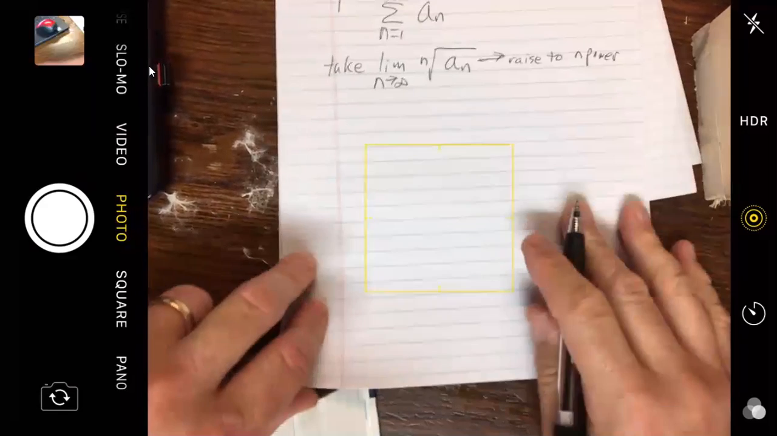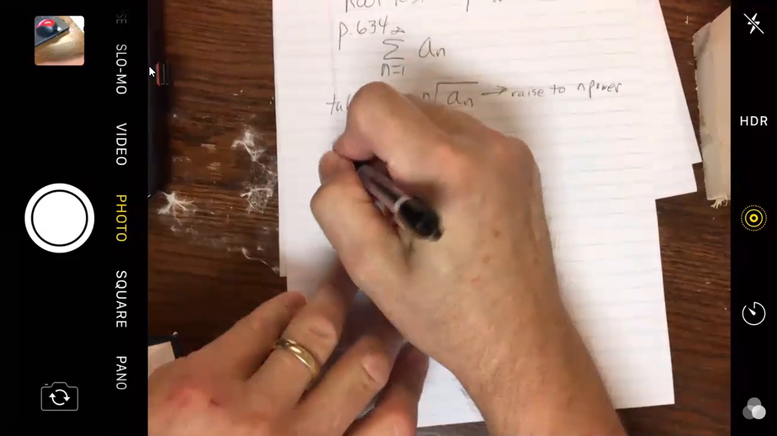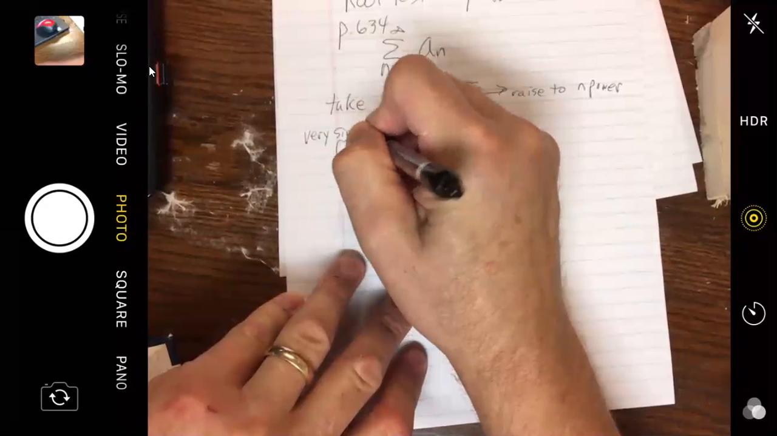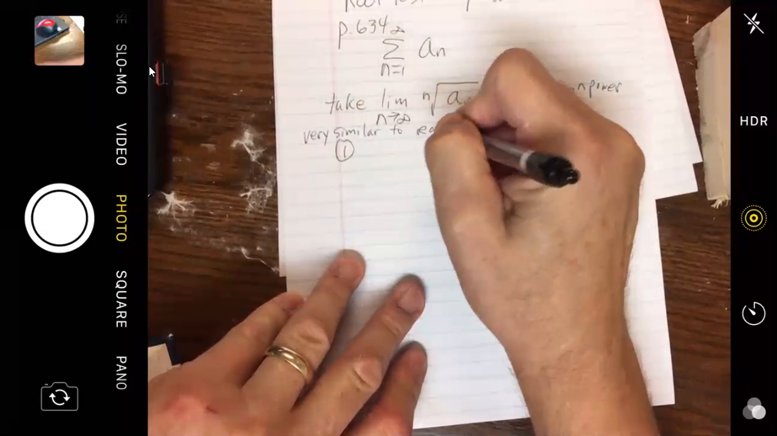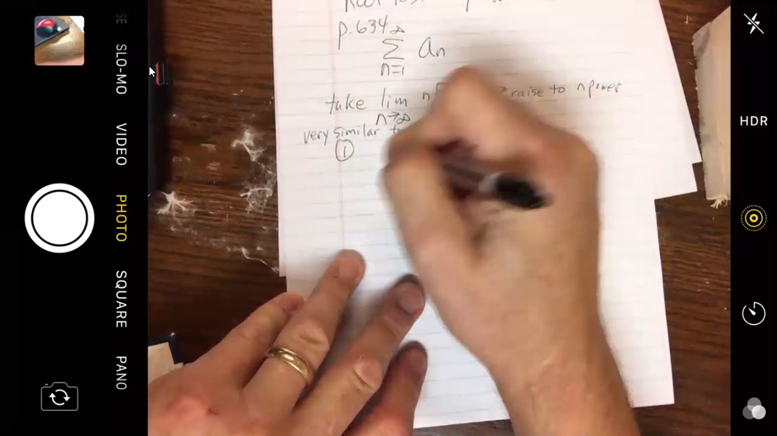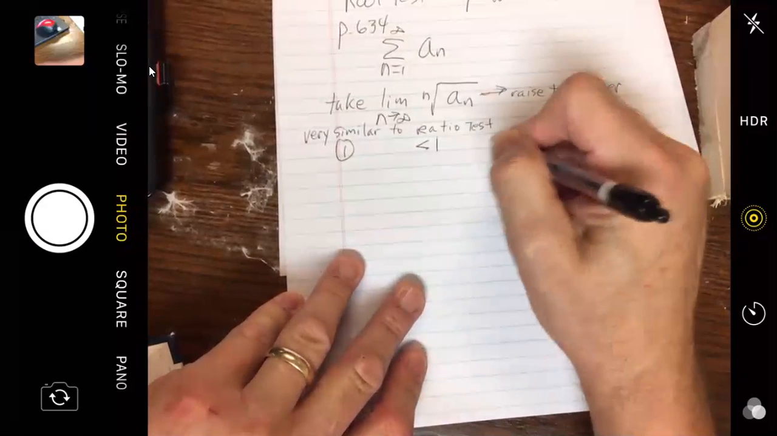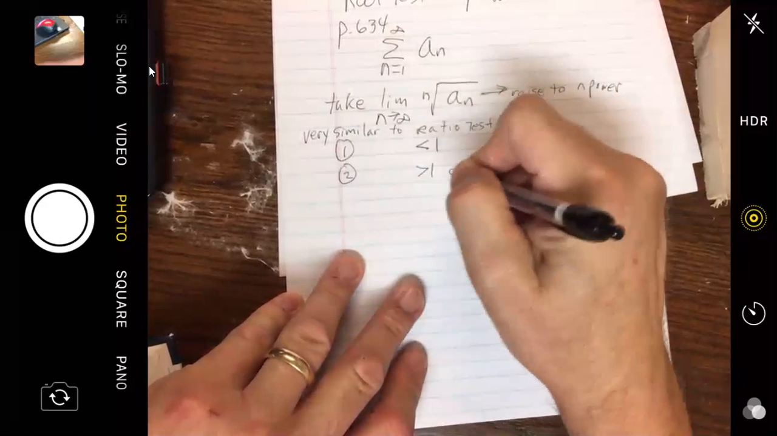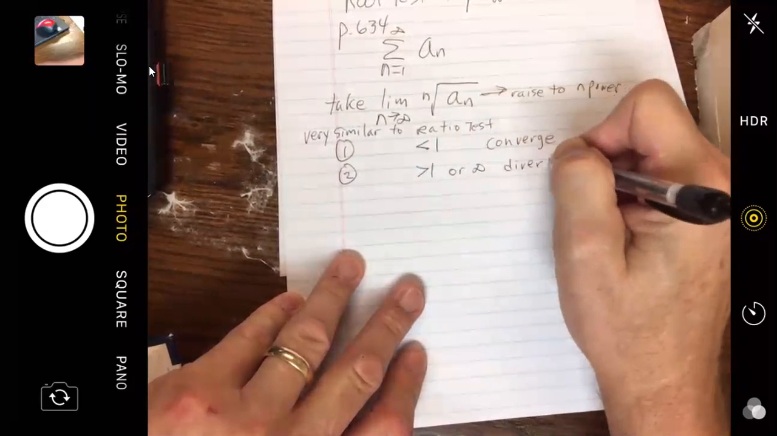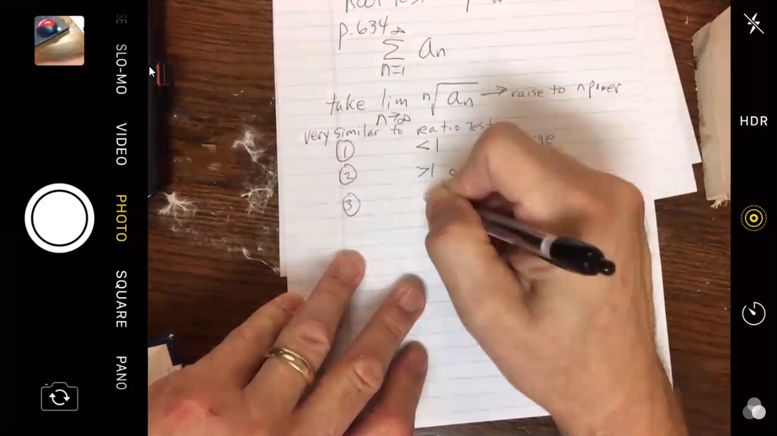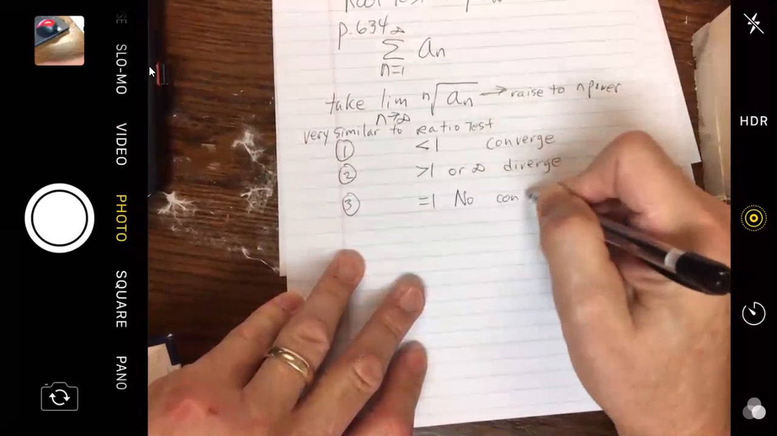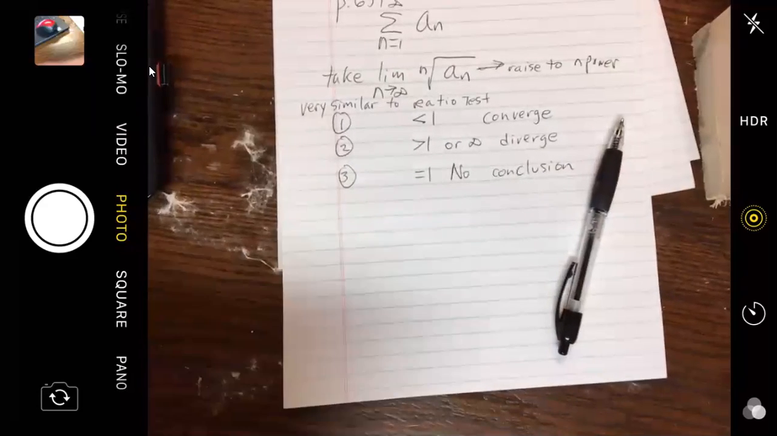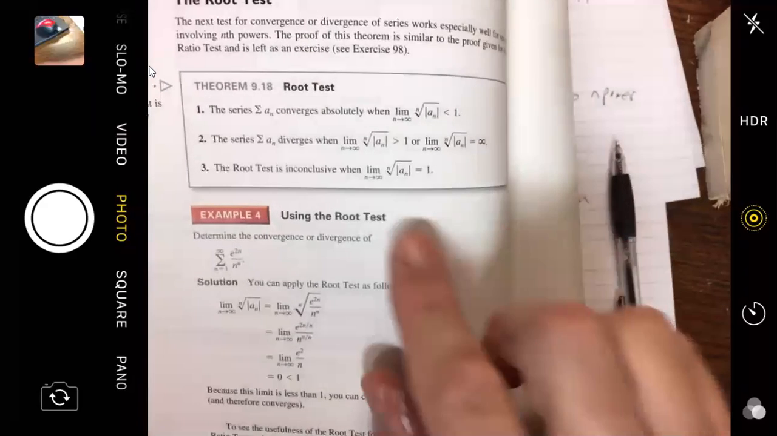Very similar to ratio test. Case 1, if this limit comes up less than 1, you converge. Case 2, greater than 1 or infinity, diverge. Case 3, equals 1, no conclusion. That is the gibberish they are trying to show you here.